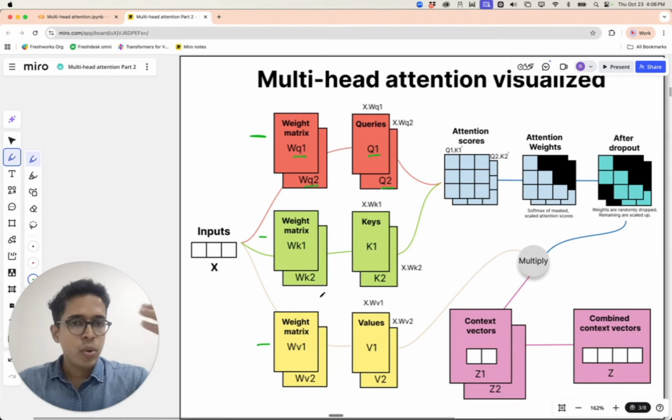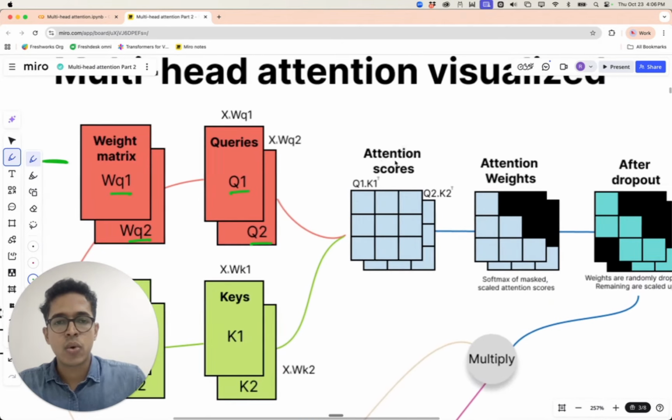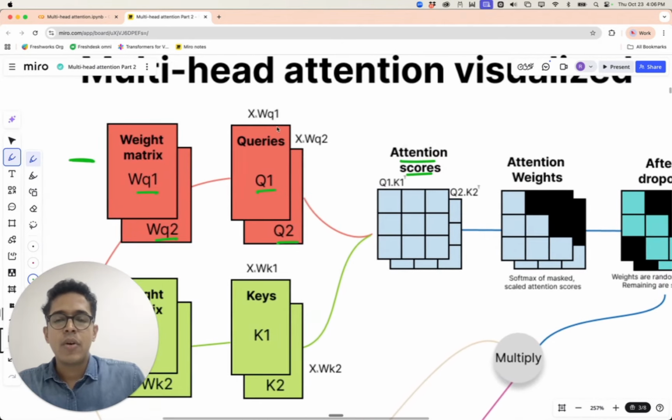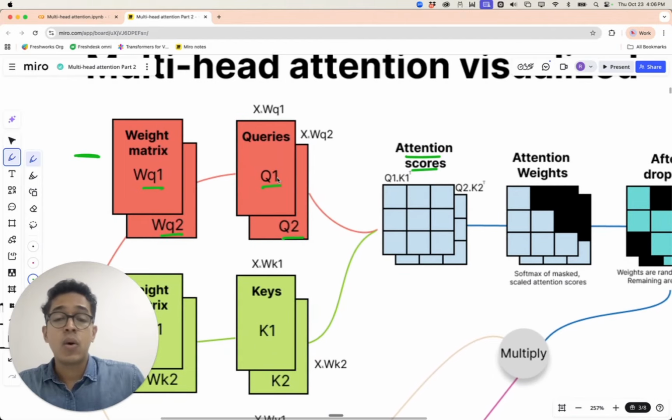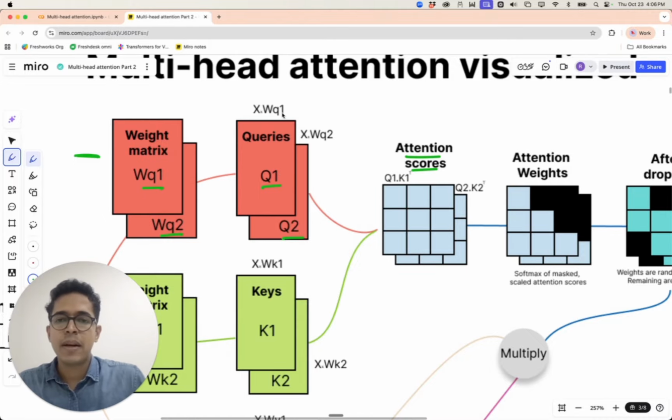Now, because you have two attention heads, you will have two matrices corresponding to your attention scores. How did you get the first query matrix Q1? Q1 was the product of your input X and WQ1. So X multiplied by WQ1 gives you Q1, and X multiplied by WQ2 gives you Q2. This is matrix multiplication.